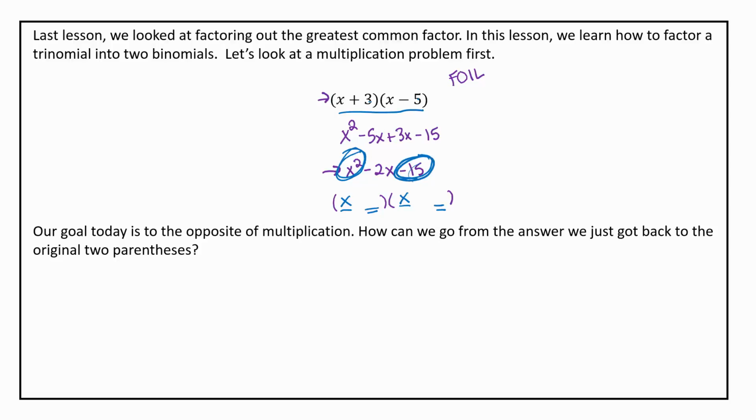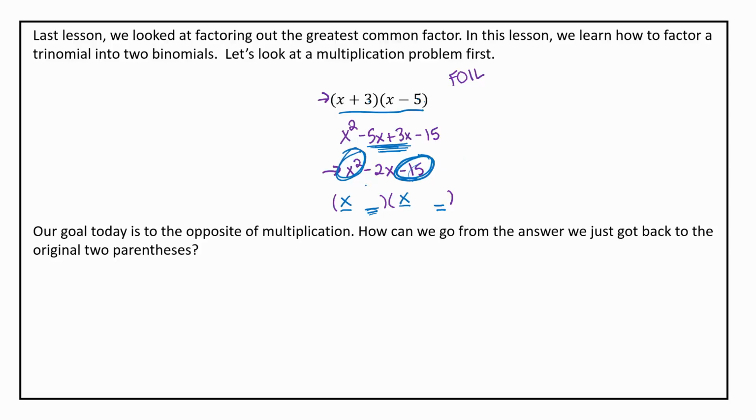Now, we know the answer is 3 and negative 5, but how come it's not 1 and negative 15, which also multiplies to get negative 15? That has to do with these middle terms, that we added positive 3 and negative 5 together to get negative 2. So what that is implying to us is that this spot right here that we're trying to fill in are numbers that multiply to get negative 15 and add to get negative 2.